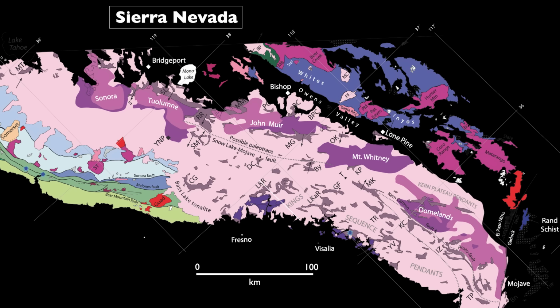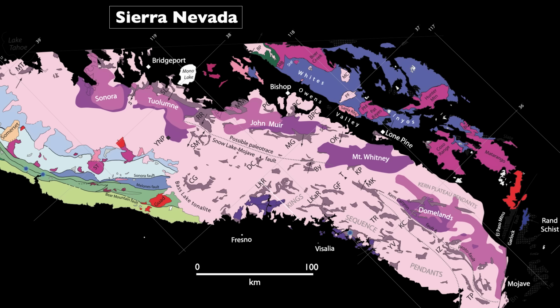plutons of the Sierra Nevada, for example, came from subduction beneath North America, and the rising magmas melted North American crust to give you some of these easternmost plutons, things like the Sonora, the Tuolumne, the John Muir, the Mount Whitney, the Dome Lands, and many others as well. But these are just the big and best known ones.